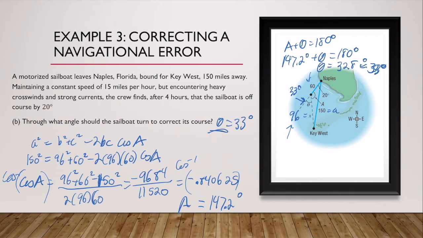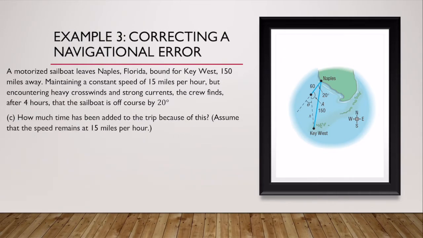All right, last part of this application. So we went 60 miles, and now we are 96 miles away from Key West. So how much time has been added to the trip because of this? Well, before we were taking a 10-hour trip. That was 150 miles at 15 miles per hour. Now our trip is 60 plus 96 miles, which is 156 miles. So it's only 6 miles more.